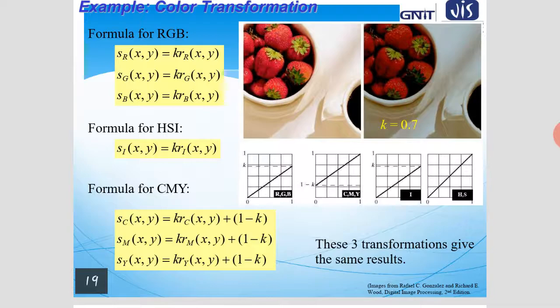So S_R(x,y) should be equal to K R(x,y), S_G(x,y) equals K G(x,y), and S_B(x,y) should be K B(x,y). The formula for HSI is S_I(x,y) equals K R_I(x,y). The formula for the CMY model is S_C(x,y) equals K R_C(x,y) plus 1 minus K, S_M(x,y) equals K R_M(x,y) plus 1 minus K, and S_Y(x,y) equals K R_Y(x,y) plus 1 minus K. These three transformations give the same results.